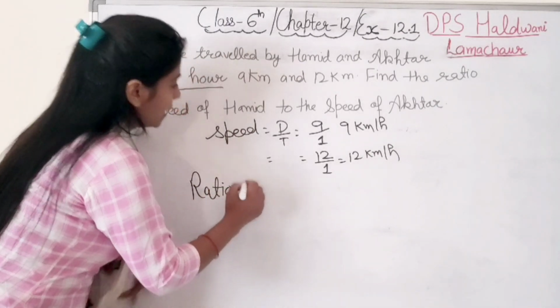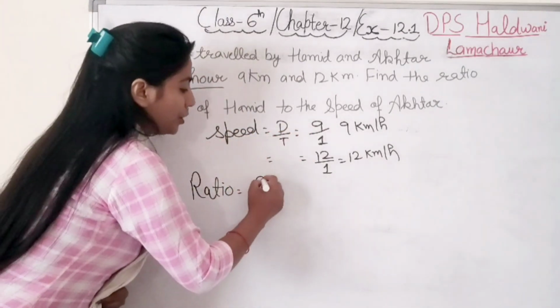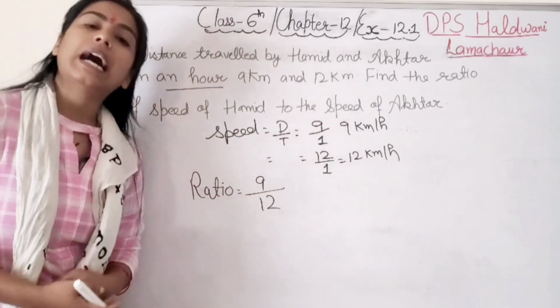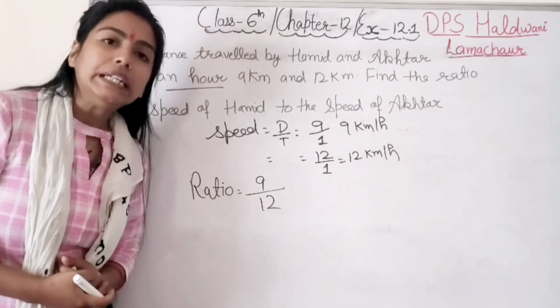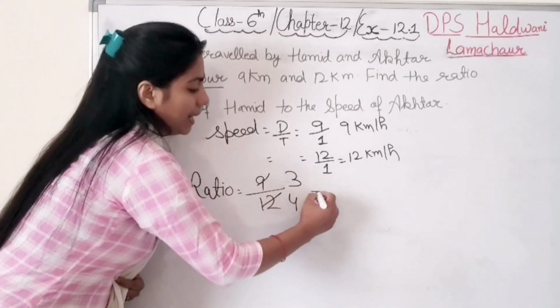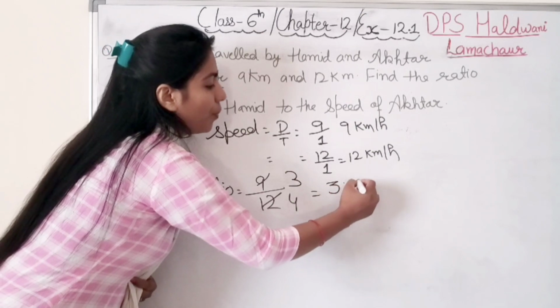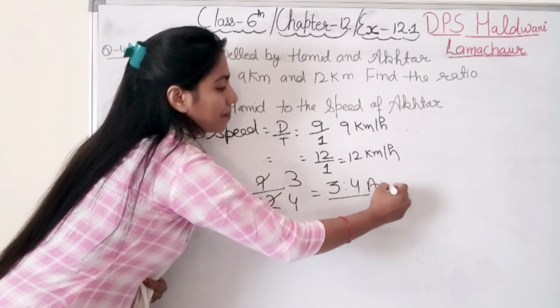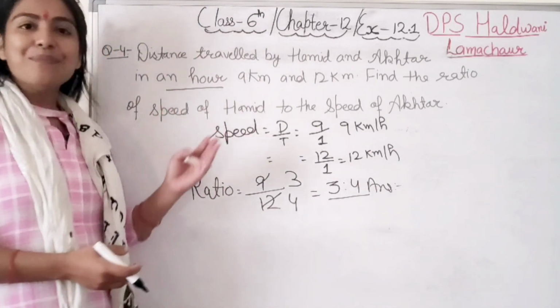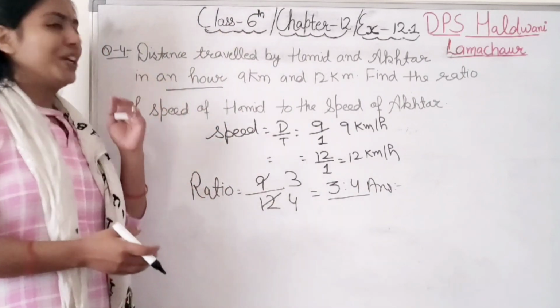So the ratio will be the speed of Hamid to the speed of Akhtar, that is 9 by 12. Now convert into lowest term. 3 threes are 9, 3 fours are 12. That is 3:4 is the answer. That's it. So a very simple question. So this was about question number 4.